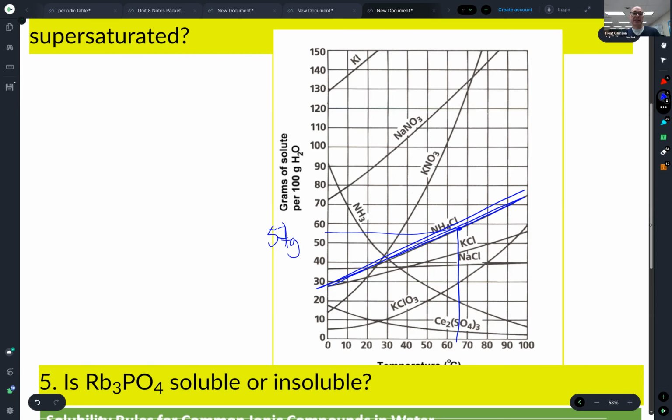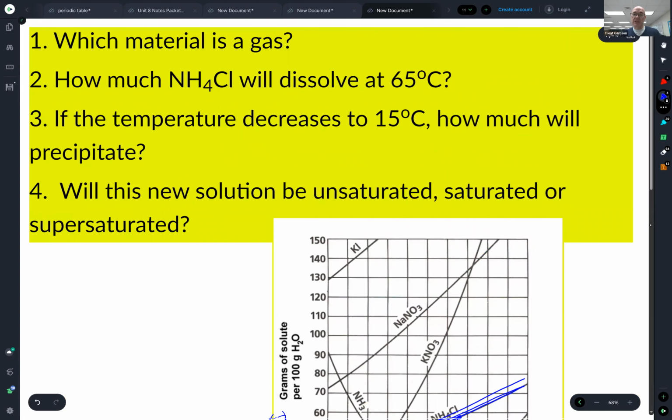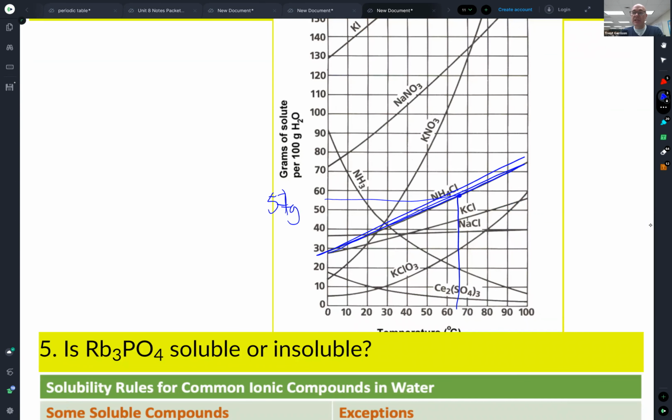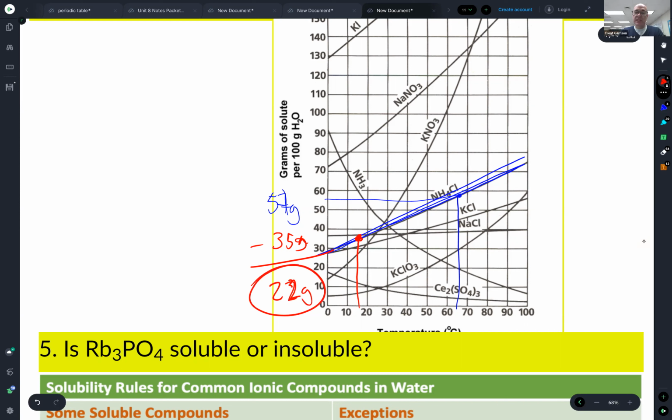Okay, how about if the temperature decreases to 15 degrees, how much is going to precipitate? Okay, so we're still on the same material, same line, but now we're at 15 degrees. So this line has decreased, and so its solubility decreased, and now the maximum that can fit in here is somewhere right around 35 grams. So the difference between these two values is going to be 22 grams. This is how much it will precipitate. So it's where it was compared to where it is. That difference is how much would precipitate out if you reduce the temperature.